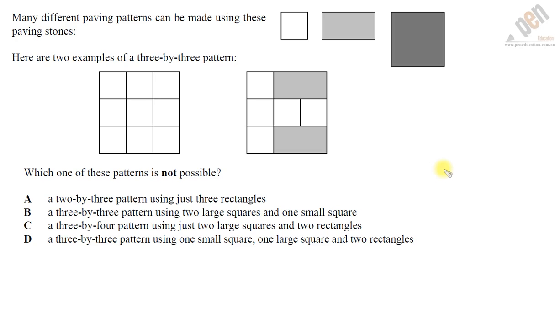Many different paving patterns can be made using these paving stones. Here are two examples of a 3x3 pattern. Which of these patterns is not possible?